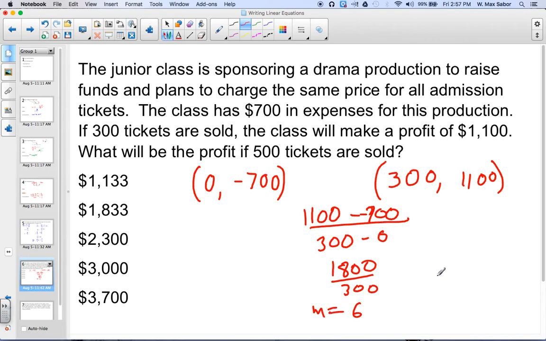So our slope is 6, and y equals negative 6x minus 700. I'm sorry, positive 6. I wrote positive 6 here. Should be positive 6. And if 500 tickets are sold, we plug in 500. We get out 3,000 minus 700 is 2,300.